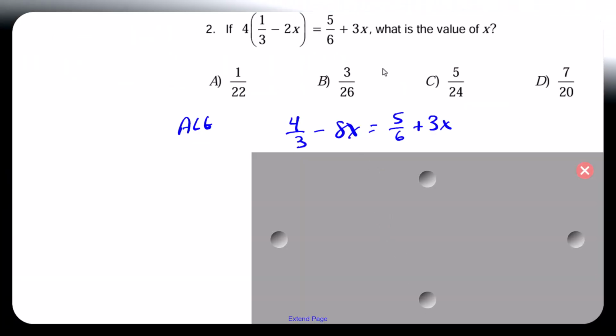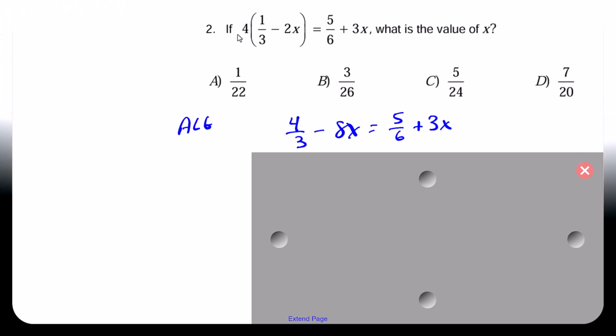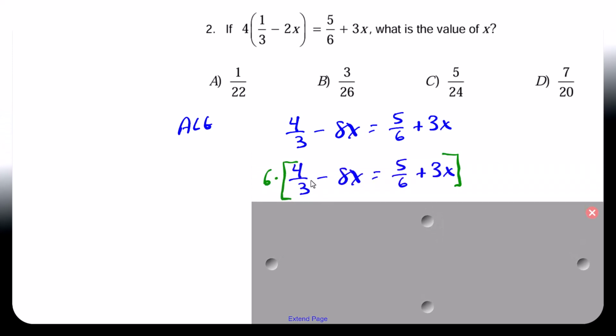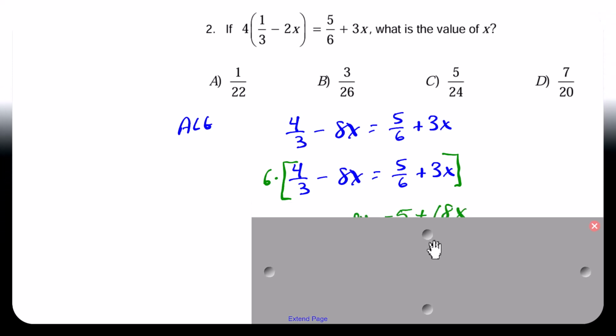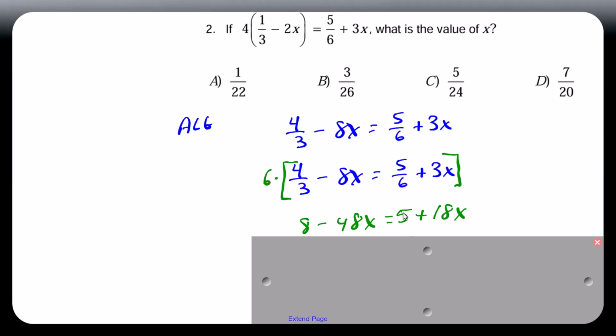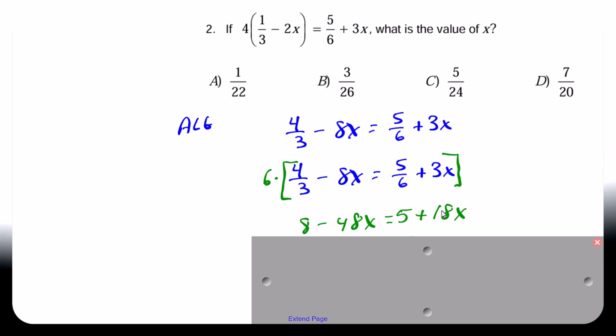First, we'll solve this algebraically. I distributed the 4 and got 4/3 minus 8x. Then I multiplied every term by the least common denominator of these two fractions, which is 6. So 6 times 4/3 would be 24/3, or 8, minus 48x. 6 makes a 1, so we're left with 5. And 6 times 3x is 18x.